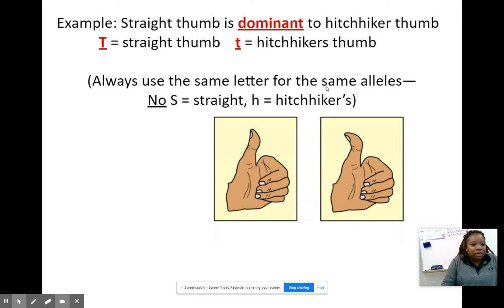Always use the same letter for the same alleles. If you're going to talk about hitchhiker's thumb, don't use an S and an H. Just stick to using the same letter.